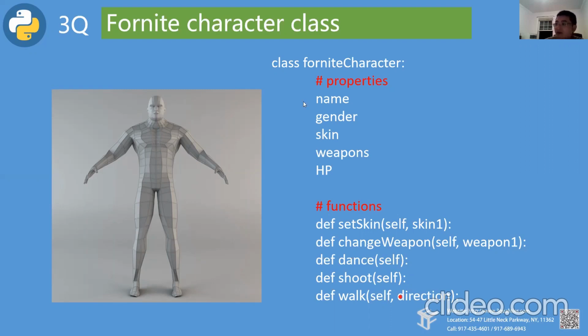Which means I can use different types of variables. Look here, the name is probably a string. Gender can also be a string. Skin can be a string, and it can also be an object, because when we talk about skin, there are also different types of skin. Weapon will be a list of weapons. Right now we are using the list variable.